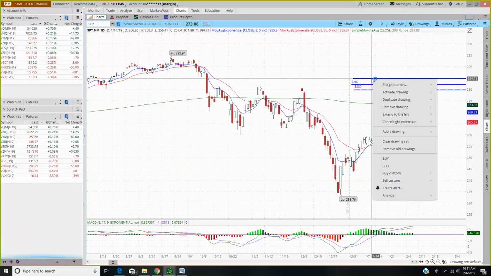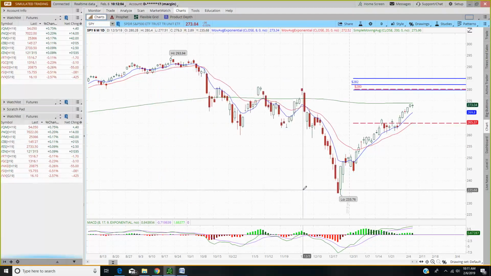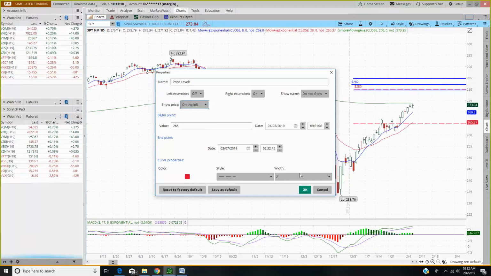I'm going to go to the next one, right-click, Edit Properties, and I'm going to do the put side. The put side, I sold the 265. That's the put that I sold. So I like to do that dotted, 265, boom. And let me show price, sorry. Edit Properties, show value, boom.